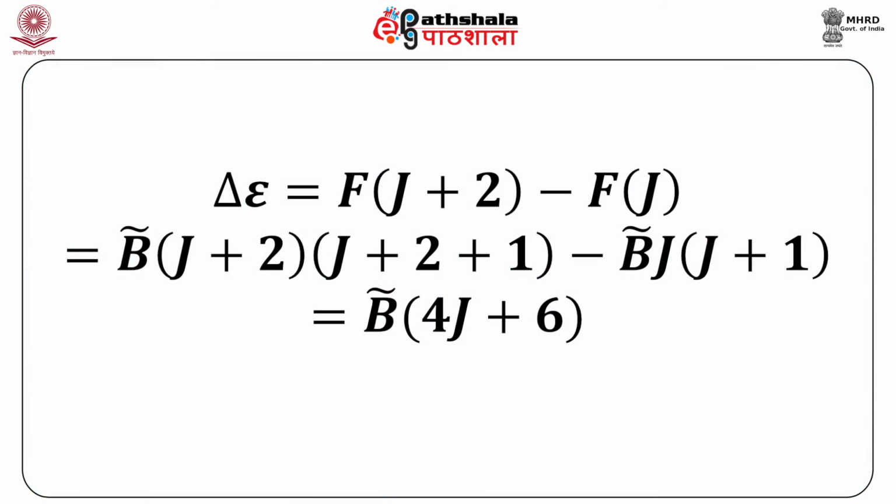The energy difference between the excited and ground state is given by delta E equal to F(J plus 2) minus F(J), and we substitute all the values, B bar into J plus 2 into J plus 2 plus 1 minus B bar J into J plus 1, and this gives us B bar into 4J plus 6, and J is the rotational quantum number of the lower state, and it can take on values 0, 1, 2. The lines resulting from these energy changes are referred to as the S branch lines, since we have considered only delta J equal to plus 2.